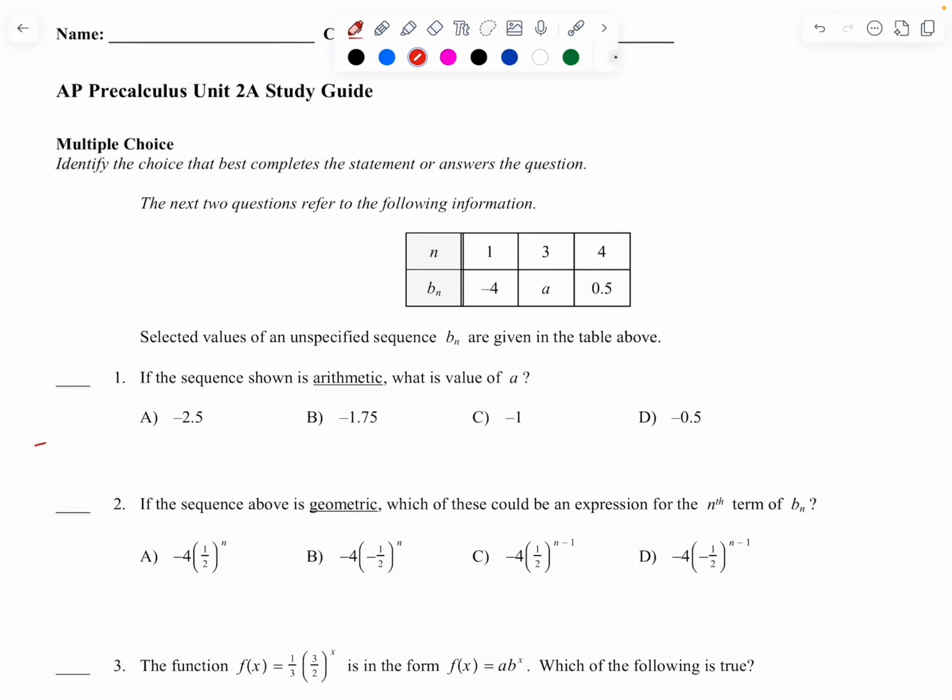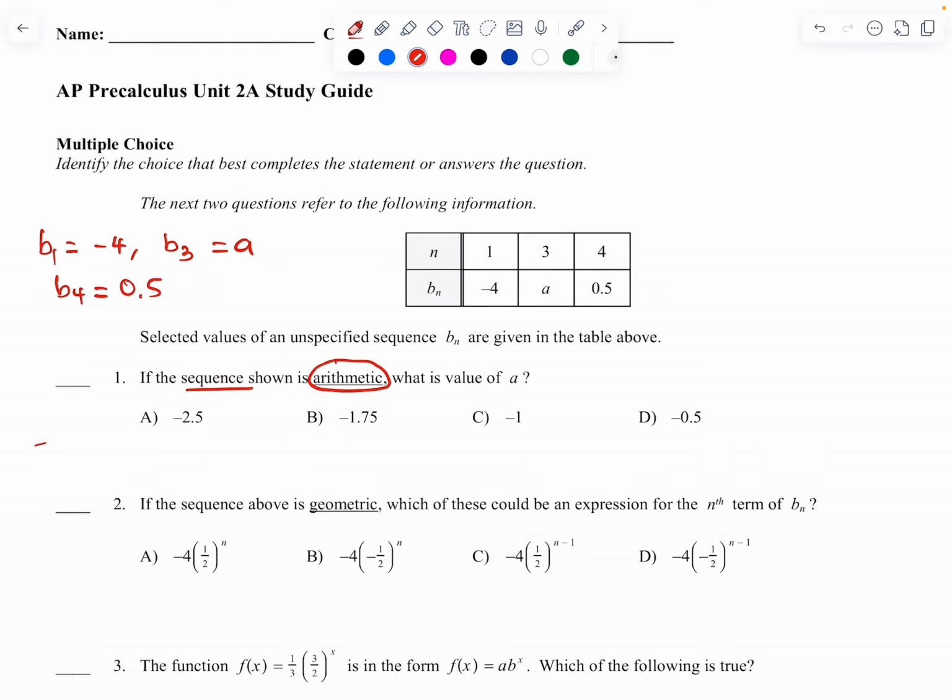So the first question we have is saying that we have a table. And in that particular table, notice that the question says that the sequence shown is arithmetic. And we know that for arithmetic, we will have something called a common difference. So in this case, we have to identify what we have from the table. From the table real quick, we have my B1 is equal to -4, and then I have my B3 is equal to A, and then I have my B4 is equal to 0.5.